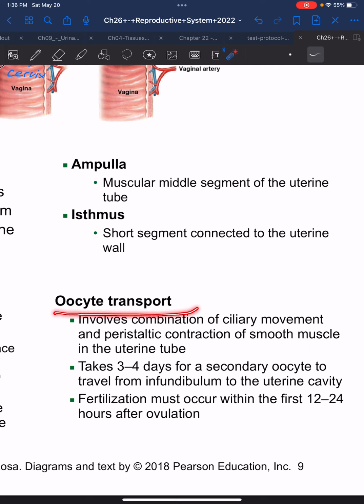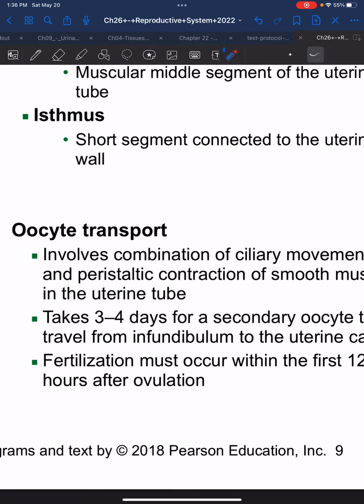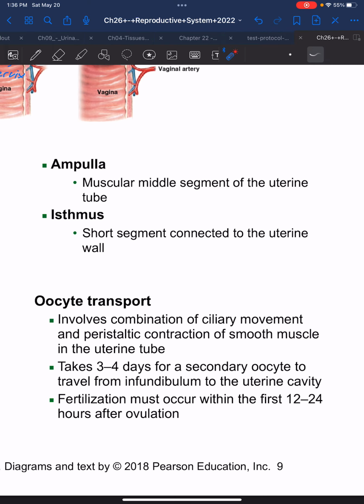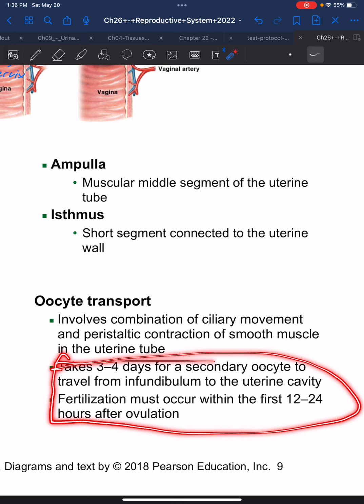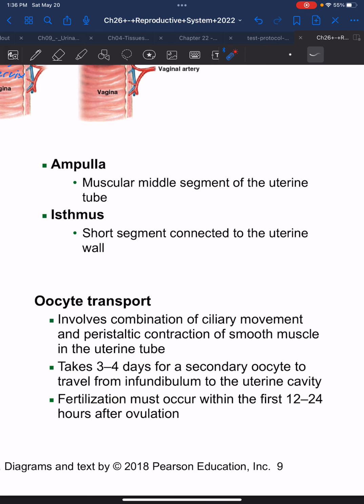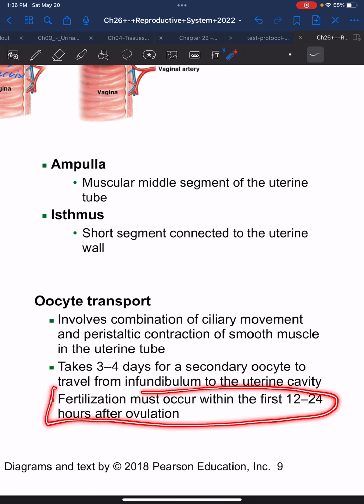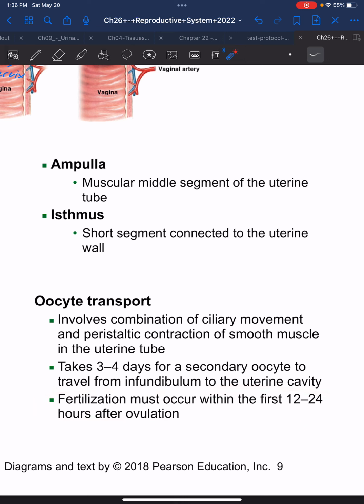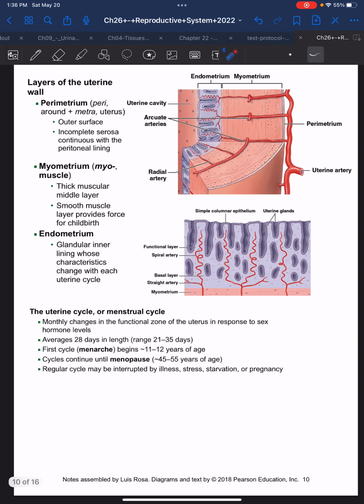And so, again, oocyte transport will rely on cilia moving it through the uterine tube, and also the use of smooth muscle contractions, which do peristalsis, just like we learned in digestive and urinary. The second note, we're going to have to know a little bit more to understand. But this one: fertilization must occur within the first 12 to 24 hours after ovulation. And we'll talk about this in more detail next.